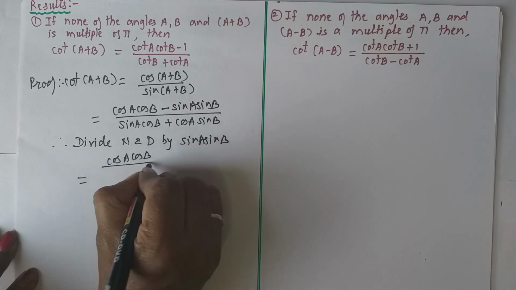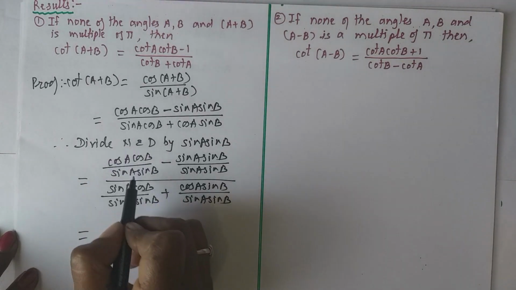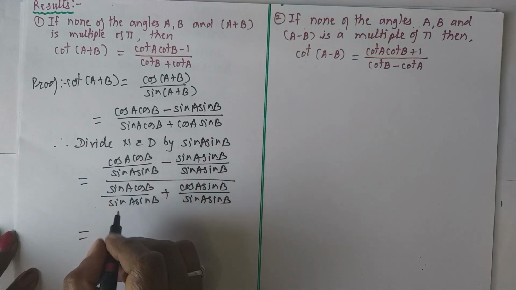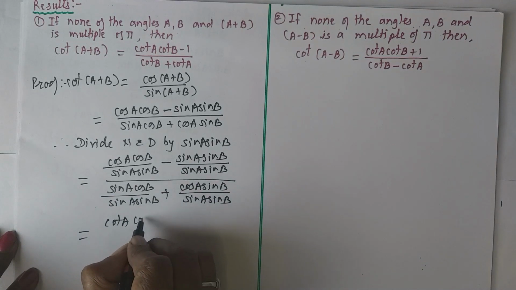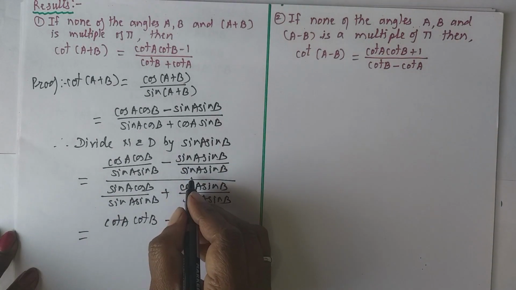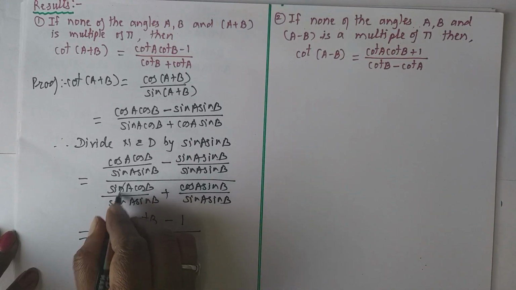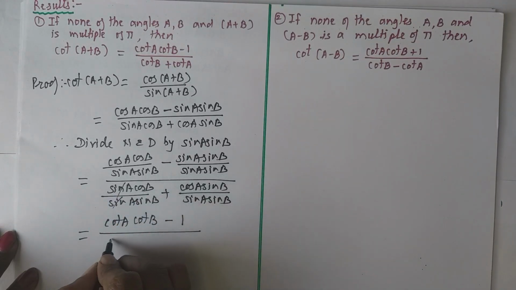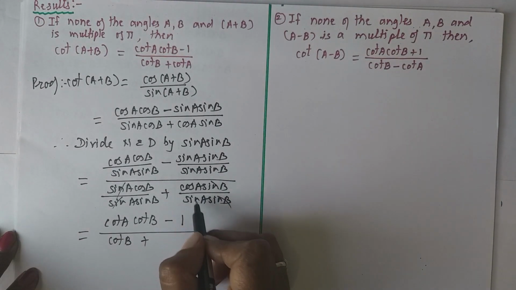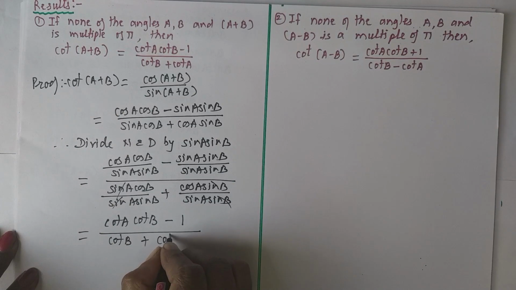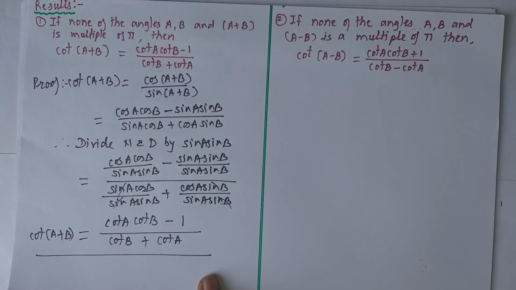Then I will separately divide by sin A sin B. Now what will this be? Here cos A divided by sin A means cot A. Cos B divided by sin B means cot B. Here sin A sin B will get cancelled, leaving 1. Here sin A will get cancelled, cos B divided by sin B means cot B. And here sin B will get cancelled, cos A divided by sin A means cot A. And in this way we have got the formula, just very simple.